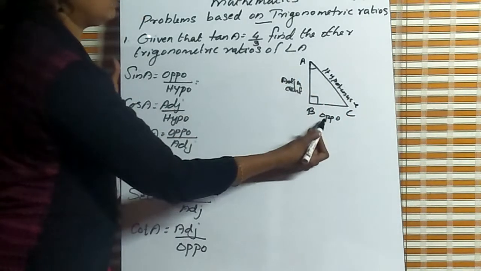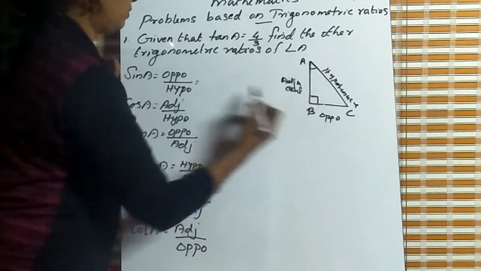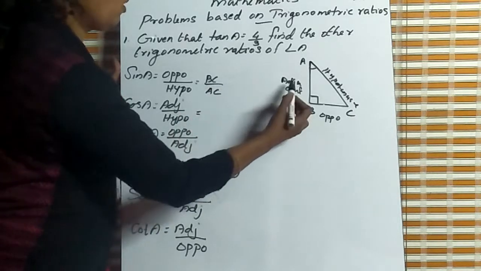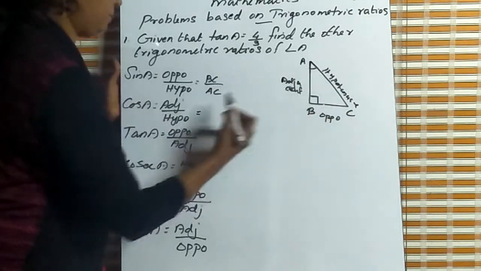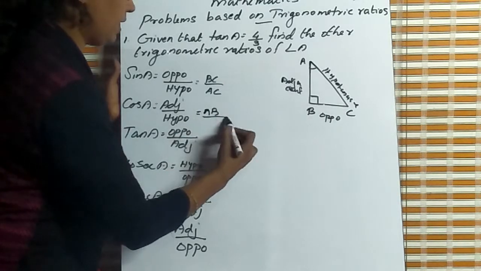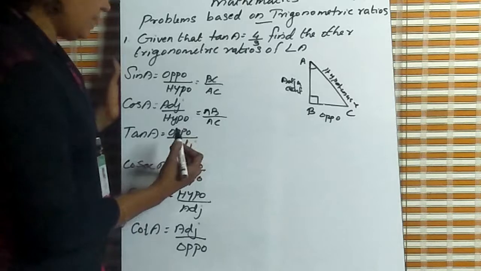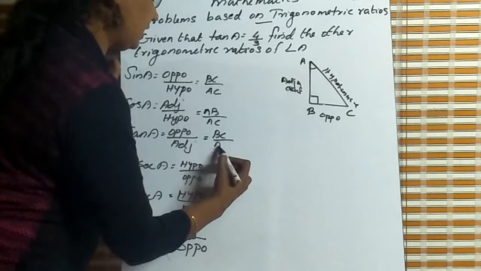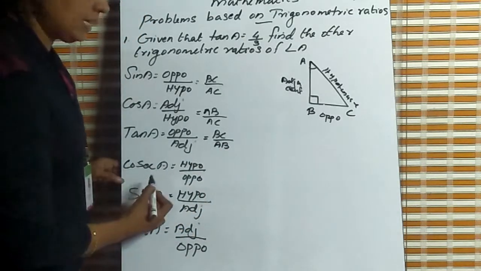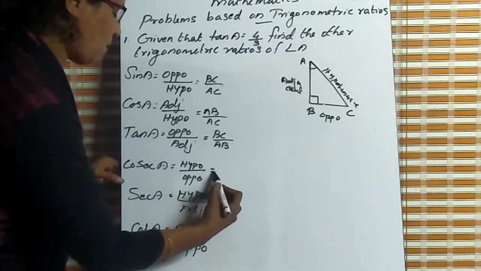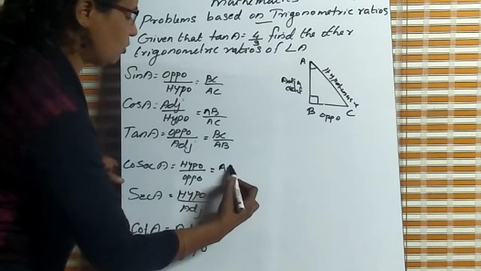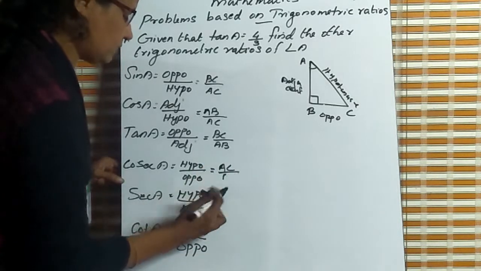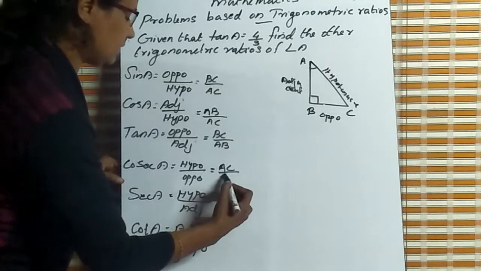What is sin A? Sin A equals opposite side by hypotenuse. Opposite side is BC divided by hypotenuse AC, and cos A equals adjacent side by hypotenuse, AB by AC, and tan A is equal to opposite side by adjacent, BC by AB, and next one, cosec A is the reciprocal of sin A, means hypotenuse by opposite side equals AC by BC.